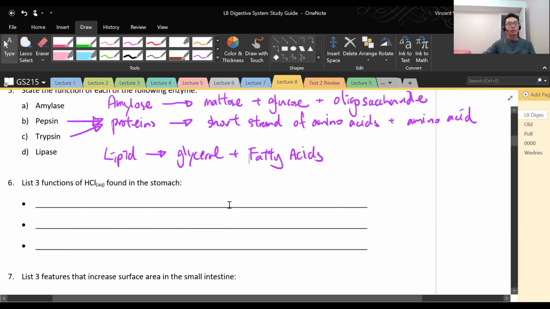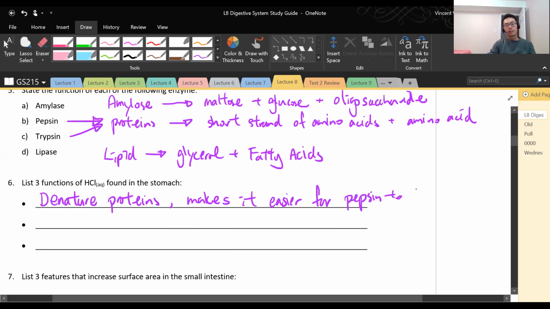List 3 functions of hydrochloric acid found in the stomach. Right, so what are some functions? I already kind of told you. It will help you denature proteins. Okay, and what this does is it will make it easier for pepsin to break them down. Okay, it's more accessible, right? You create more surface area for the enzyme to work on.